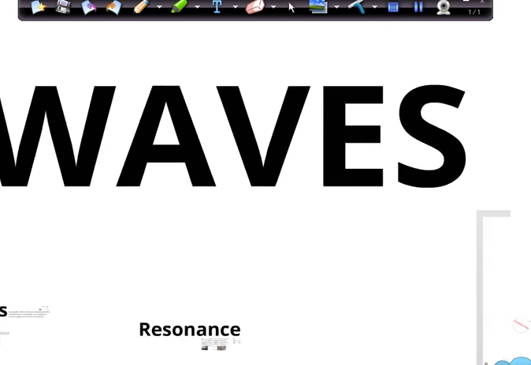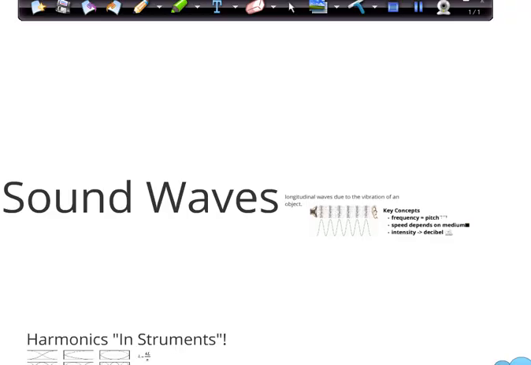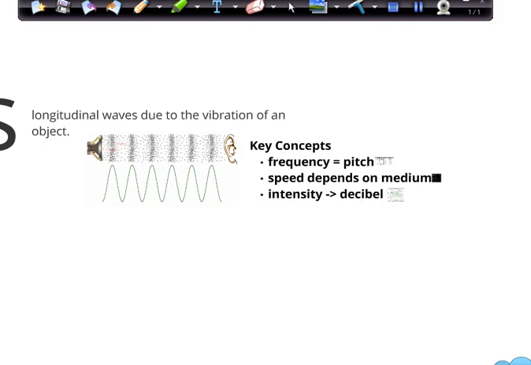Alright, so a quick little to-do about sound waves. Sound waves are longitudinal waves due to the vibration of an object, just as we discussed in class. The guitar vibrates, or here is a speaker that woofs, woofs as it pushes those air particles, those compressed air particles that we call compressions. Here are rarefactions, and this gives us a wave.